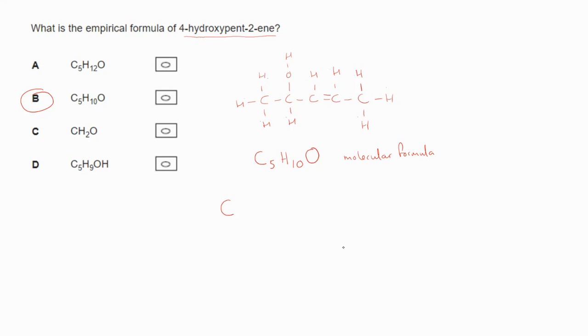But if it came out as something like C3H, that's not going to work. So if it came out as something like C4H8O2, then the highest common factor there is 2, so I'd divide everything by 2, so it becomes C2H4O.